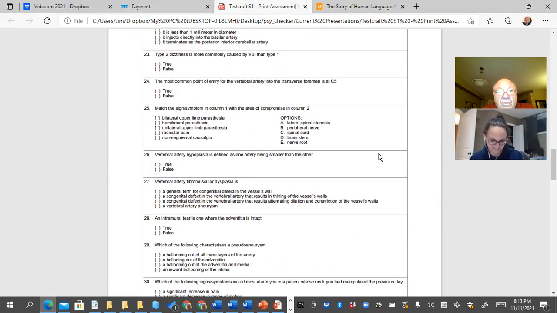Well, it's a fairly straightforward anatomy question. So bilateral upper limb paresthesia, I put spinal cord. If it was on there, it could be lateral stenosis, central stenosis, but it's not one of your choices. So then hemilateral paresthesia, I put brainstem.